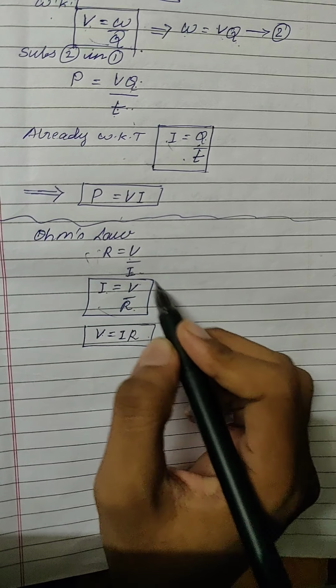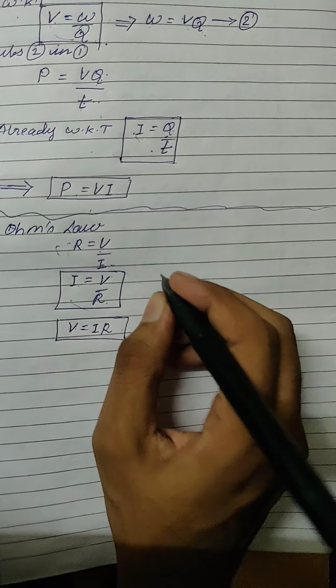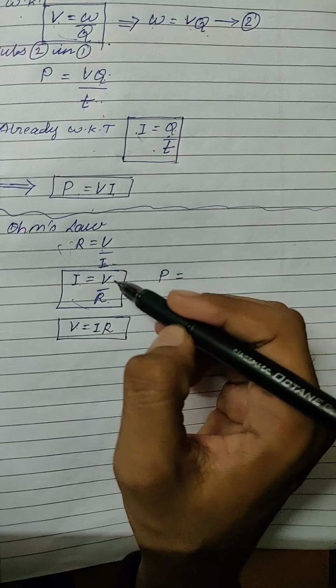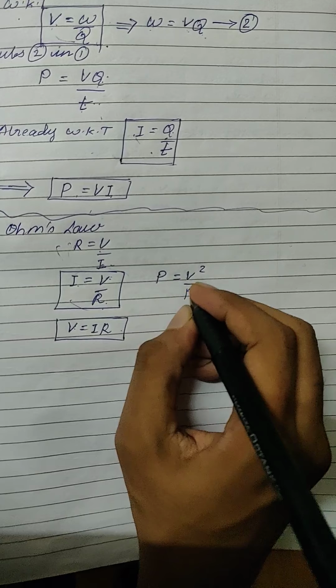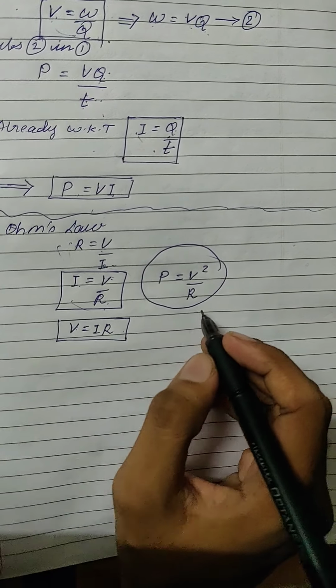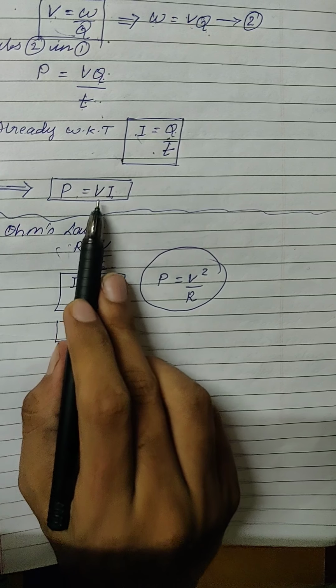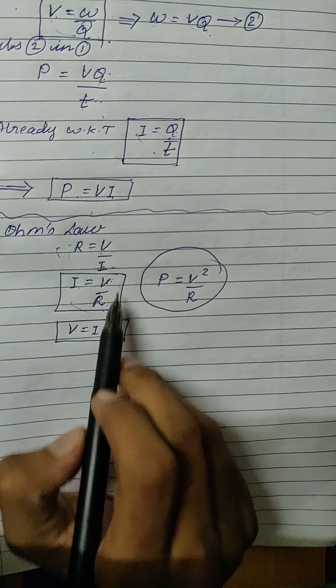So if I substitute these values in this main formula of power, what will you get? In the place of I, if I substitute V by R, I'll be getting P is equal to V square by R. So this is another formula for power. Can you understand? In the place of I, I substitute V by R, and there is already a V over here. So I'll be getting V square by R.